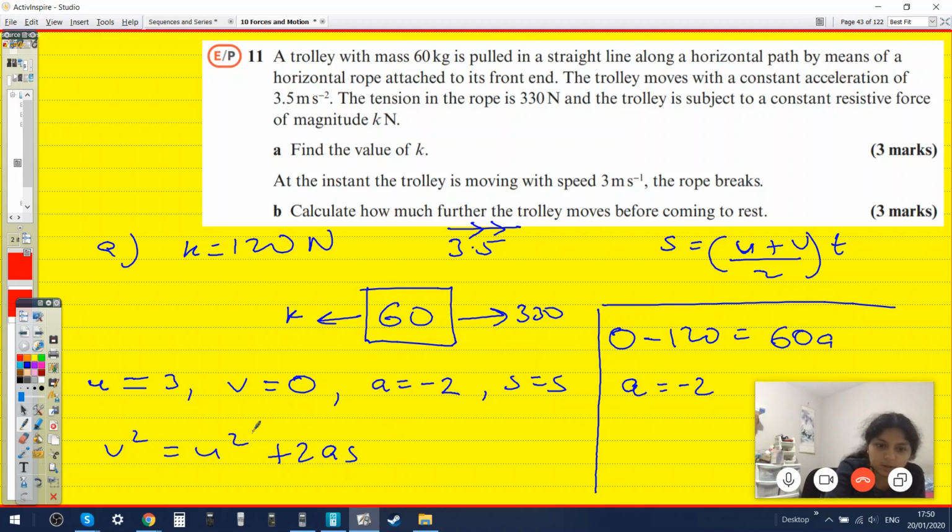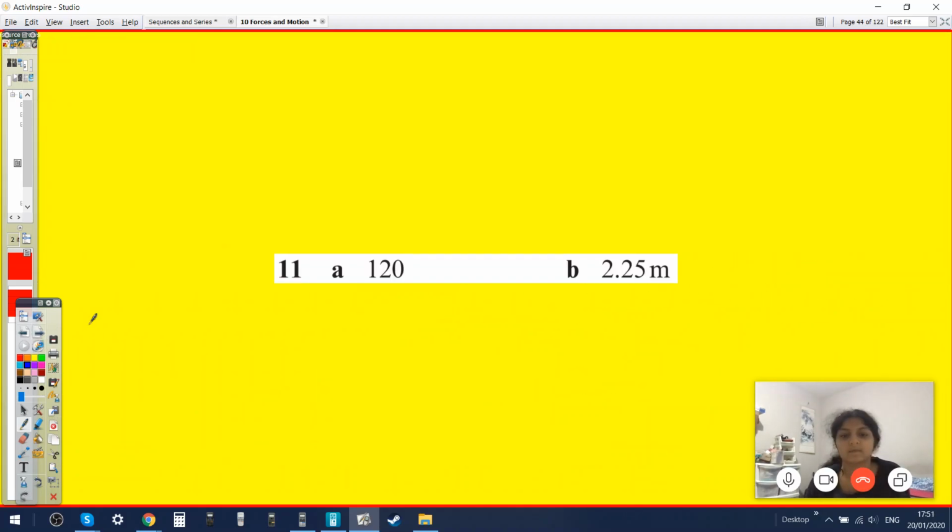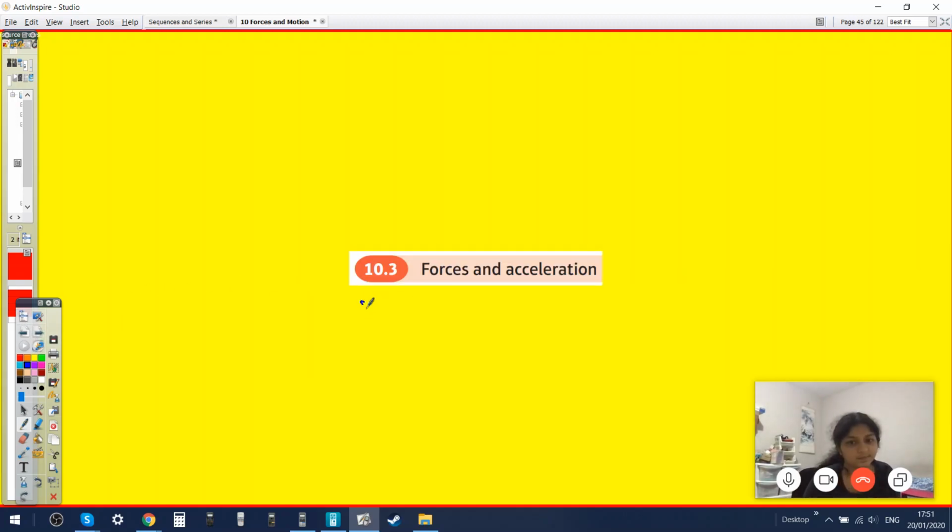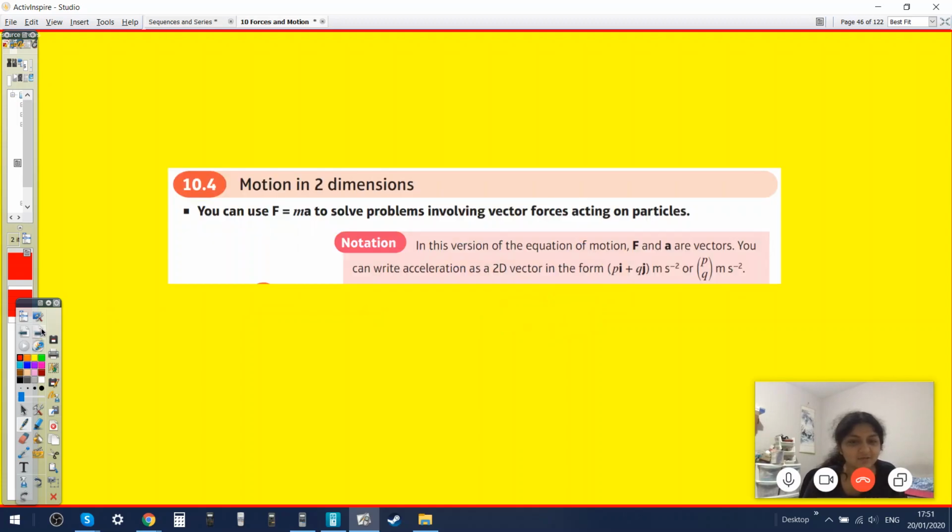V squared. Yeah. 9 is equal to 4S. S is equal to 2.25. Minus 9 over minus 4, I believe. When that one breaks, you have to recalculate A. Yeah, because it starts decelerating. Okay, forces and acceleration. I think as long as I'm careful and pay attention, I know how to do it.